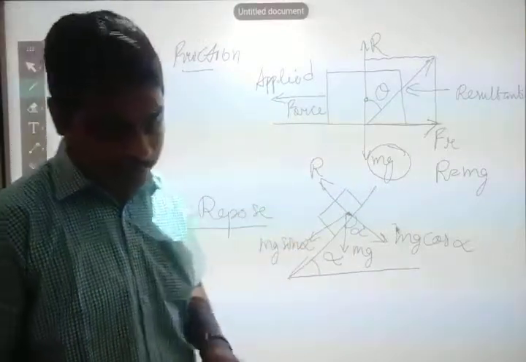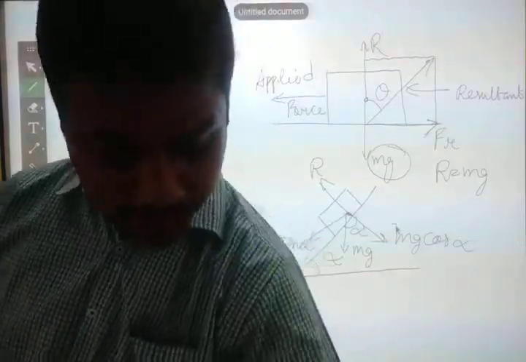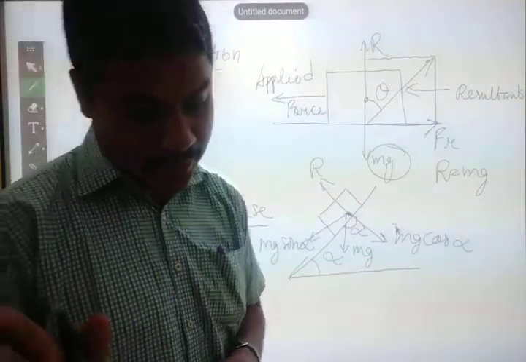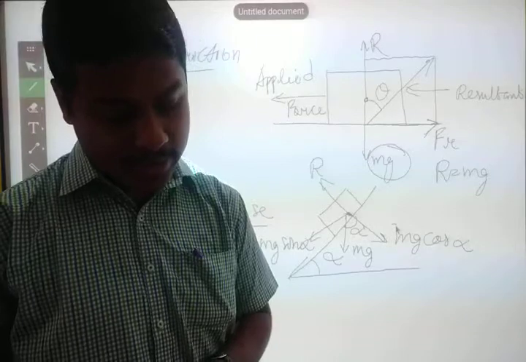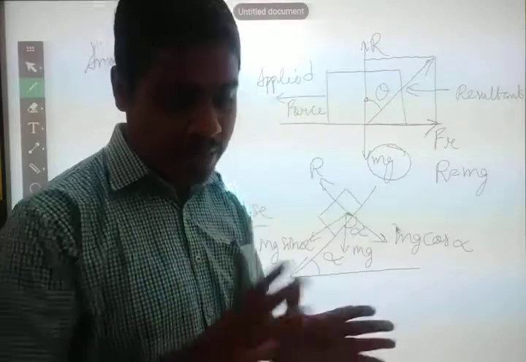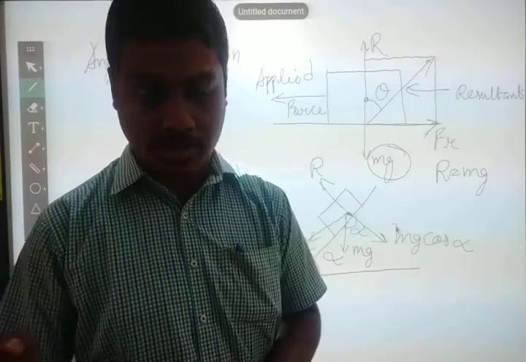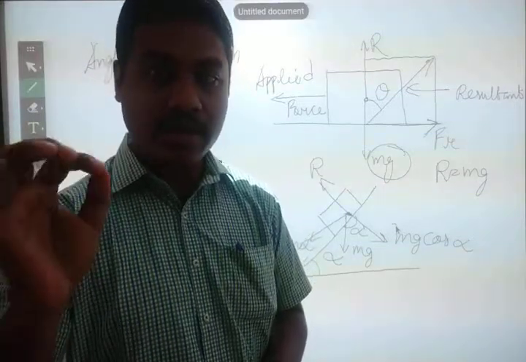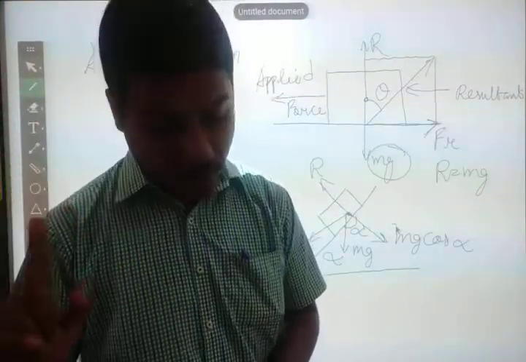But how will you write the definition? The definition is: the minimum angle made by the inclined plane with the horizontal surface such that the body lying on the inclined plane is just at the verge of sliding down along the inclined plane. Again, I am repeating the definition: the minimum angle made by the inclined plane with the horizontal surface such that the body lying on the inclined plane is just at the verge of sliding down is called the angle of repose.